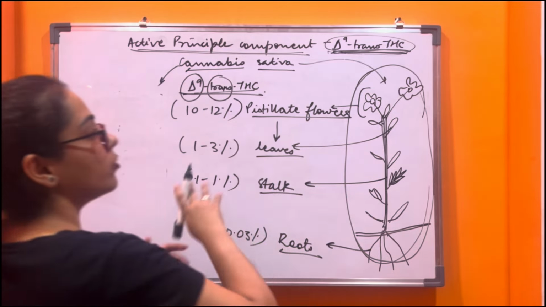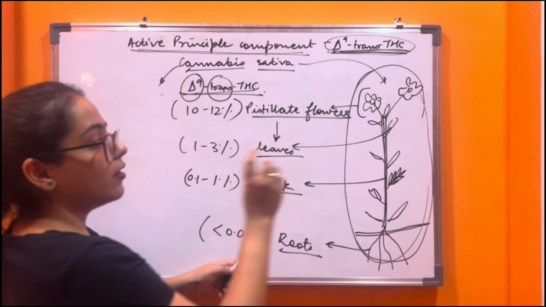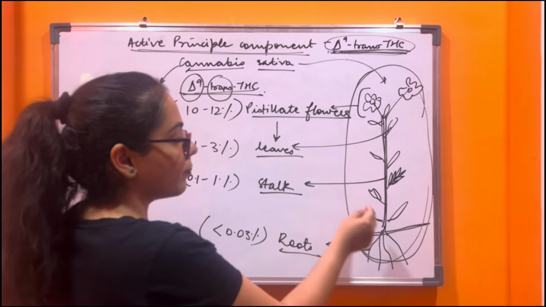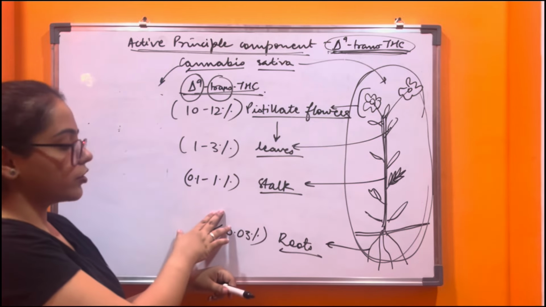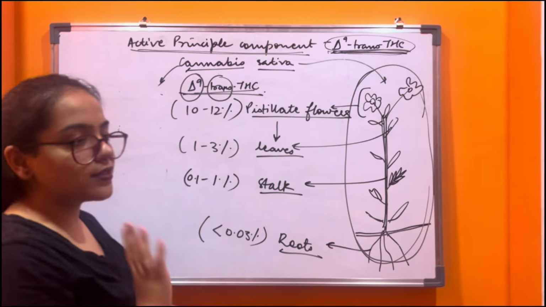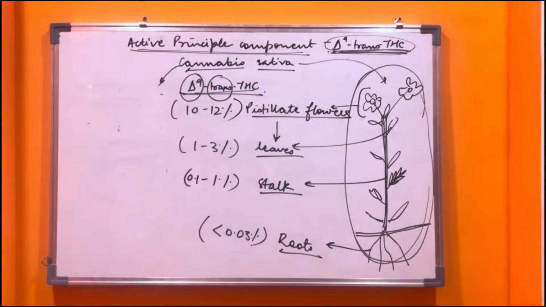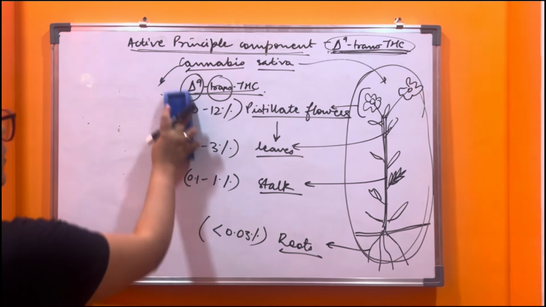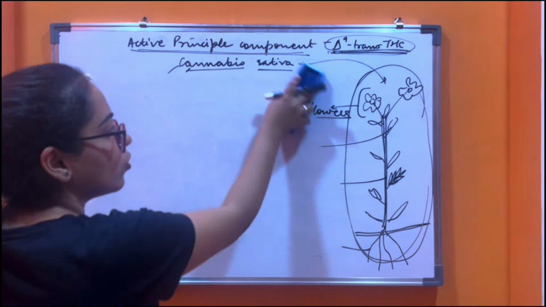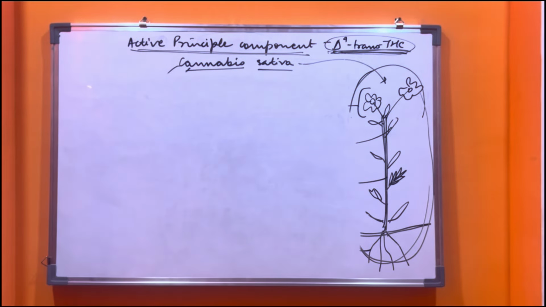So if we are talking about pistillate flowers, we get the maximum concentration of this chemical. We are talking about the leaf, the concentration will be a little less. We are talking about the stalk, the concentration is even lower. And then we come to the roots, which have the lowest concentration of this chemical. Okay? Now, let us understand why we are so concerned about its concentration all over the plant.